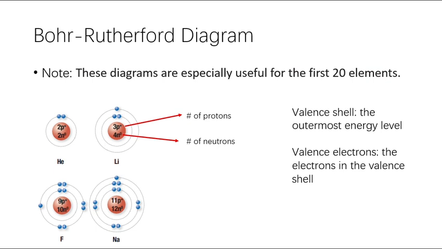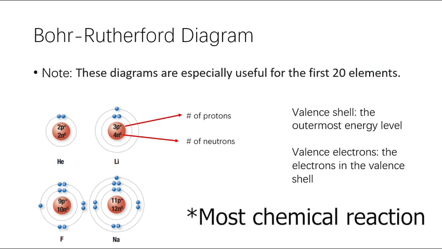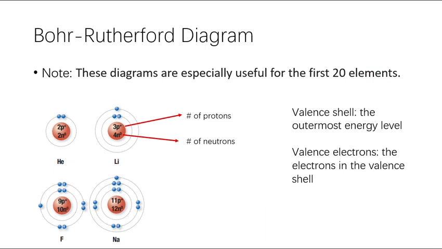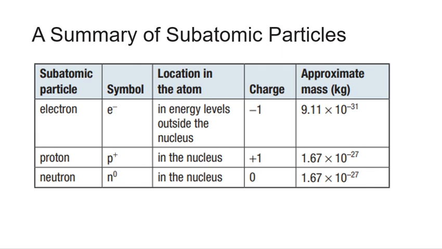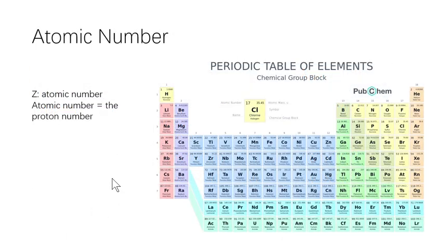Furthermore, most chemical reactions only involve electrons in the outermost energy level. The outermost energy level is also known as the valence shell, and the electrons in the valence shell are called valence electrons. Here's a brief summary of subatomic particles in an atom in terms of their symbol, location in the atom, charge, and approximate mass. We're going to come back to their approximate mass at the end of the lesson.